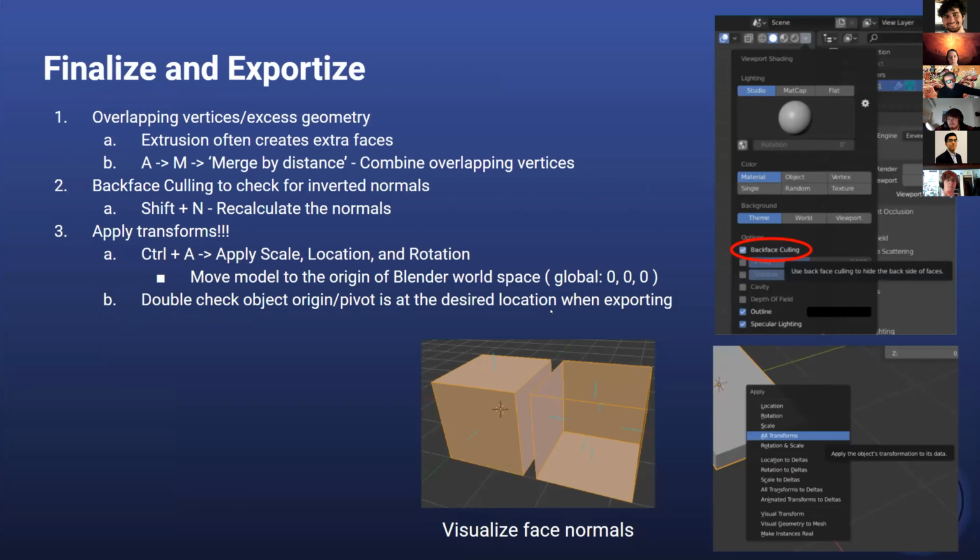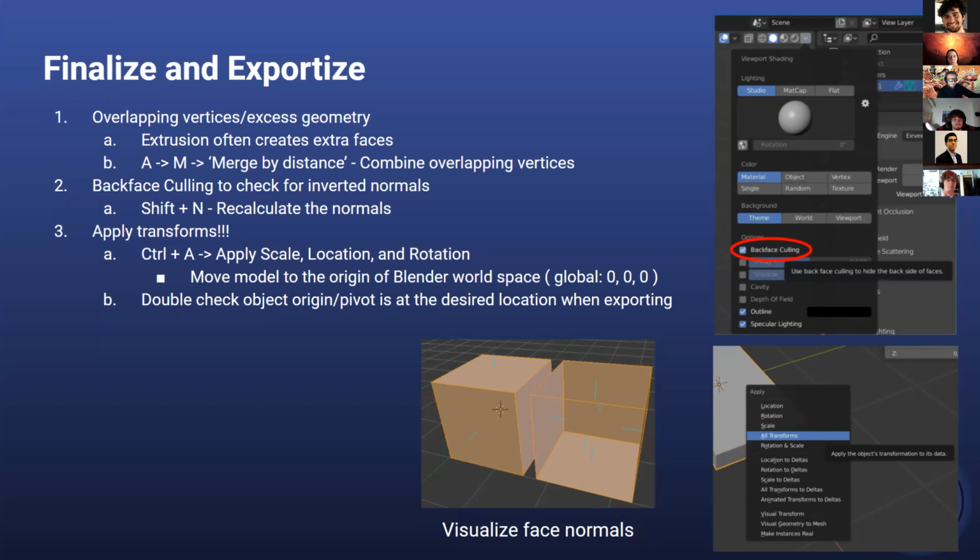All right. So now once we've made our models, what we want to do is get them exported so we can move them into Unity or whatever other game engine we're using. There's a little process that is helpful to make sure that whenever you do that, you come out with the least amount of issues possible. And we've listed that out here. So the first thing you want to do is check for excess geometry and overlapping vertices.